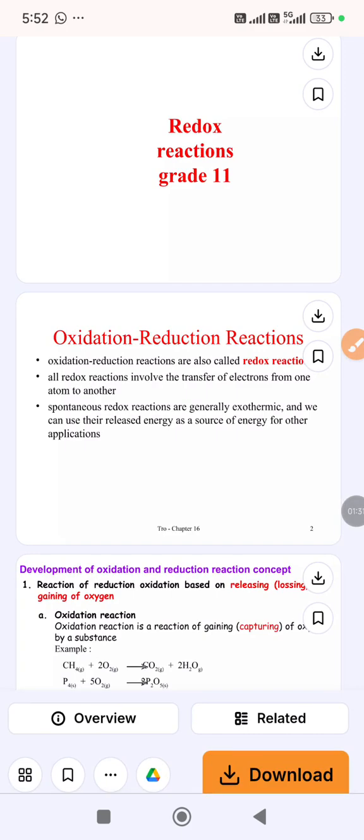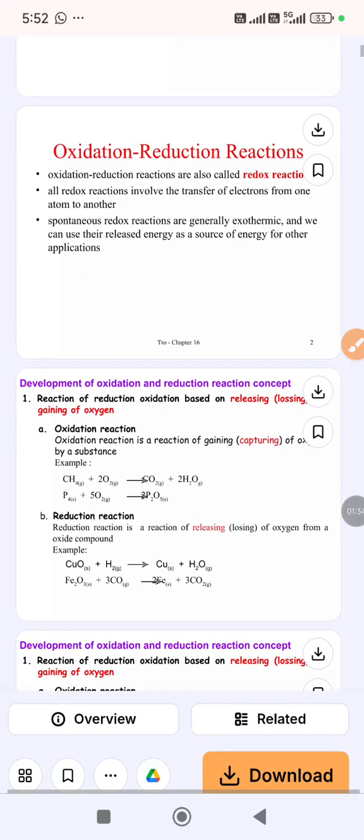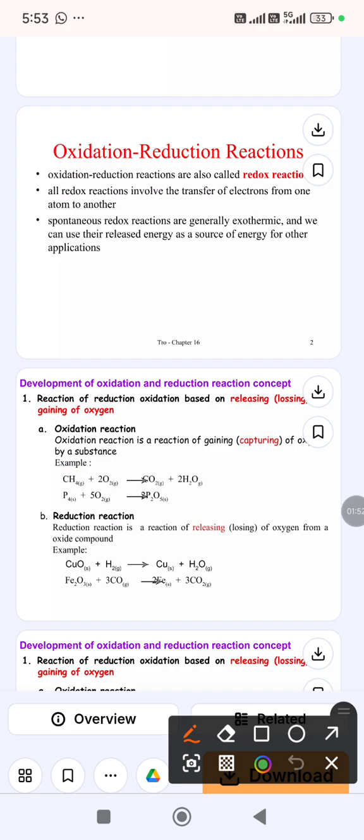Now coming to examples. If you see examples, you will find it in two ways. The definition of oxidation and reduction can be given in two ways: one is in terms of oxygen and the other one is in terms of hydrogen. How can this be given? An oxidation reaction is a reaction of gaining or capturing of oxygen by a substance.